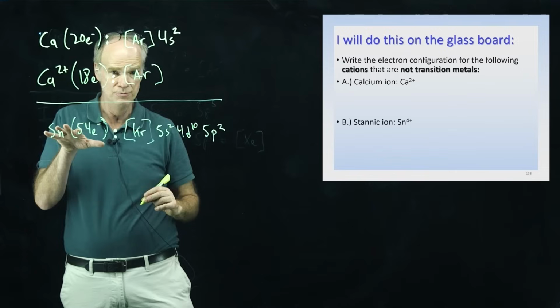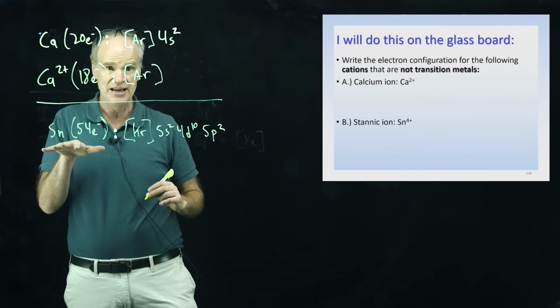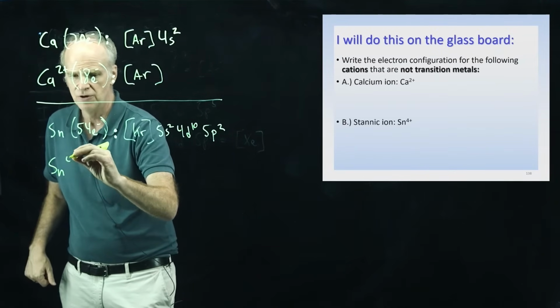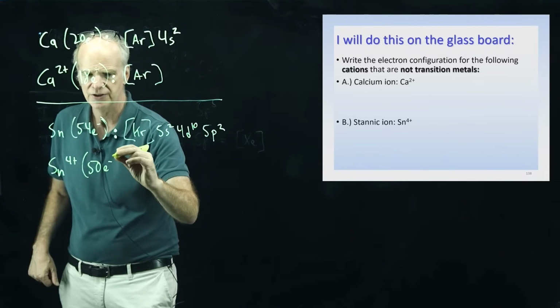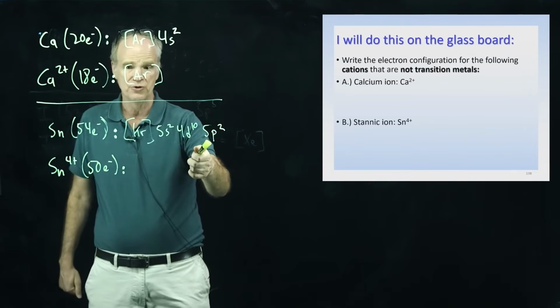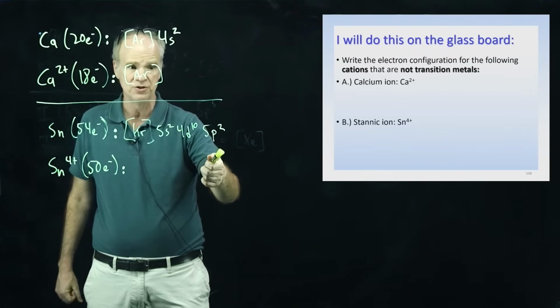But let's say we're removing 4 electrons to produce the Sn4+ ion, the stannic ion. So it's Sn4+. This will have 50 electrons. And so you would have to remove 4 electrons from this neutral atom's configuration. So which 4 do you remove?